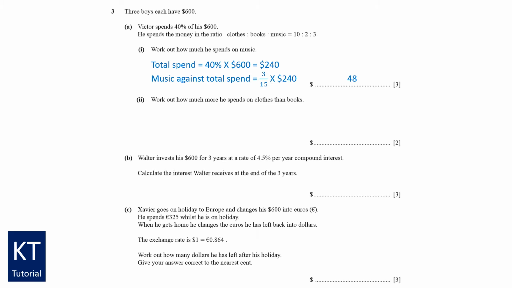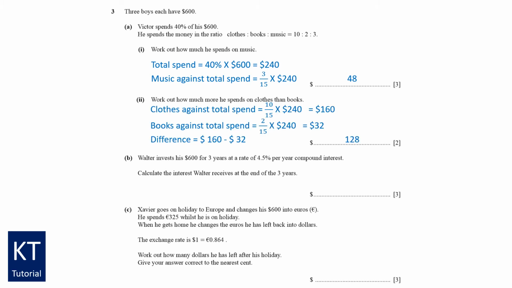The first step involves identifying total spend being 40% of 600. The second step involves identifying the ratio of 3 out of a total of 15 against the total spend of $240. Question 3a2. Work out how much more he spends on clothes than books. This would be the difference in proportion spent on clothes against that on books.